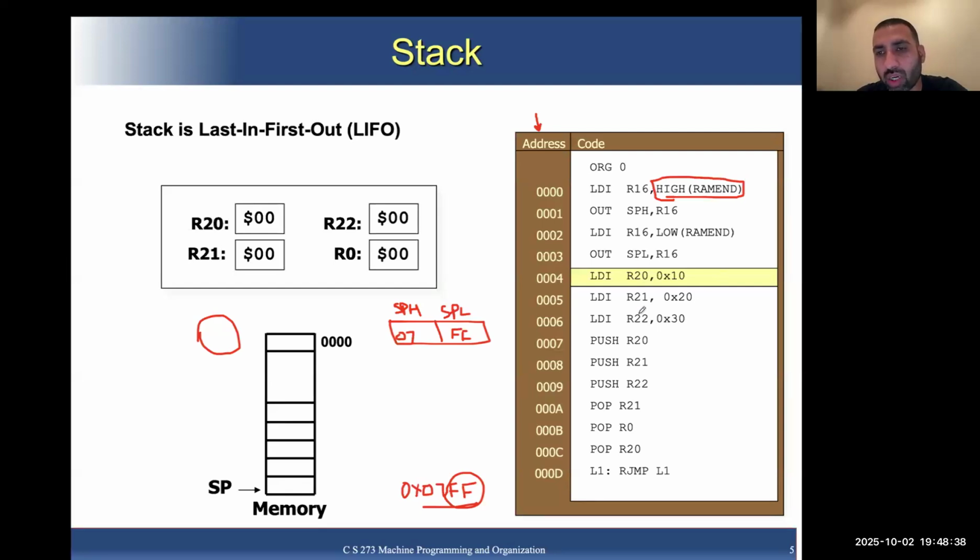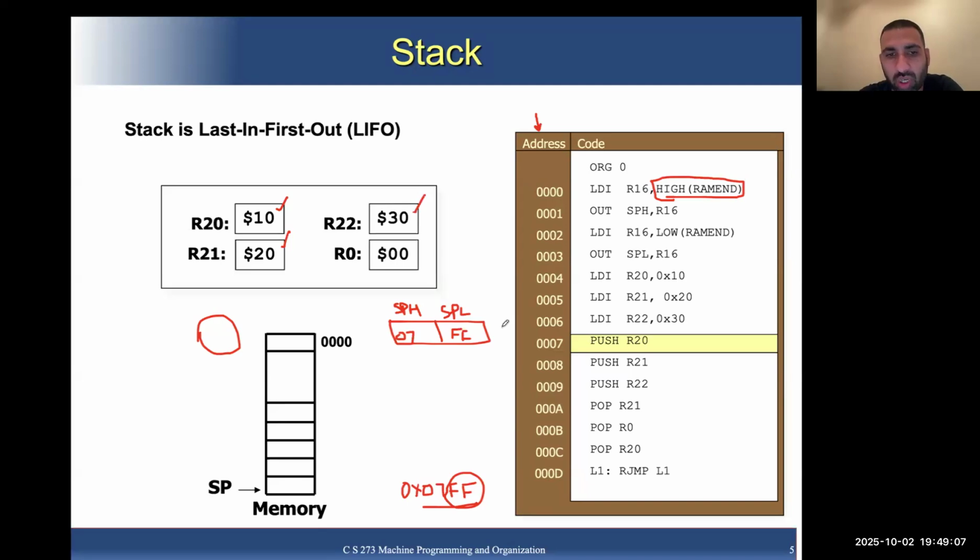Okay, so next what we are doing is that we are going to load a bunch of values in the registers R20, R21, and R22. So now R20 is set to 0x10, R21 is set to 0x20, and R22 is set to 0x30, right? Now what we are going to do is push the values. So we have these values, 10, 20, and 30, in registers now. Now we are going to push these registers on the stack, and we will see how things happen in the stack memory.